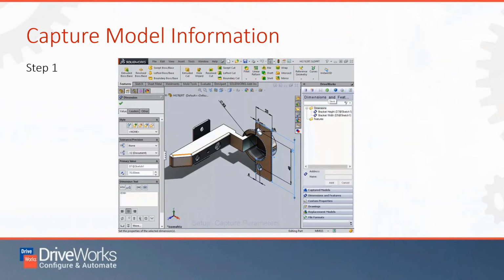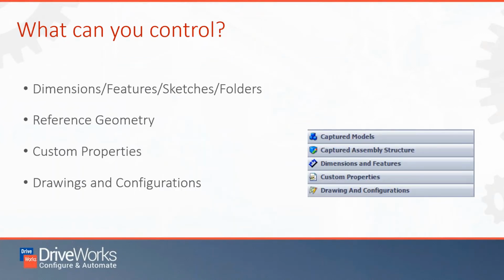So the big question here is when it comes to capturing model information, what can you control? First and foremost, you can control dimensions and features. So we can capture dimensions and drive their values to adjust the lengths and sizing of our particular products. We can also control features, so we can suppress or unsuppress features. For instance, if we needed to add a hole or suppress a hole, we can go in and modify the suppression state of different features. And then we can also generate drawings, so we can capture drawings that we've already created and tell DriveWorks that we want to create that drawing every time the project's run.